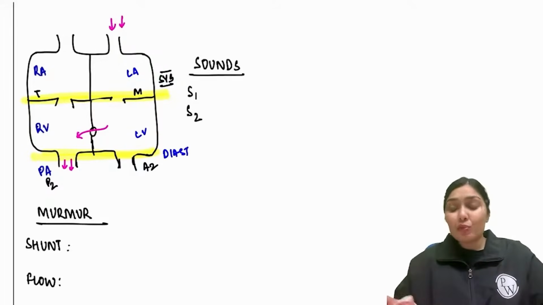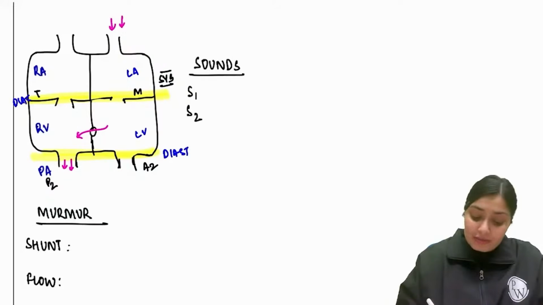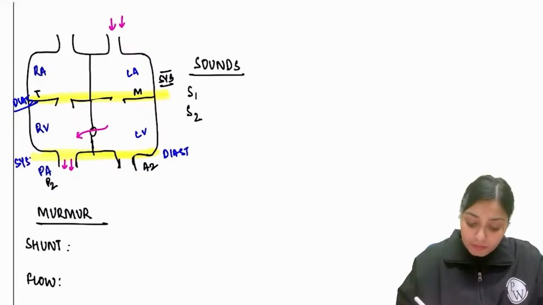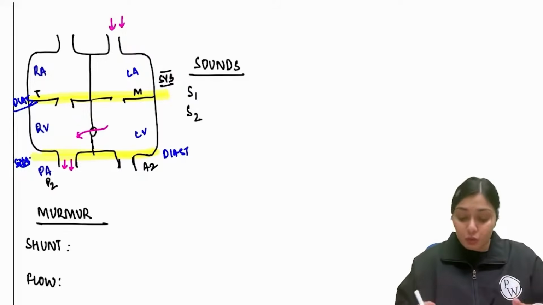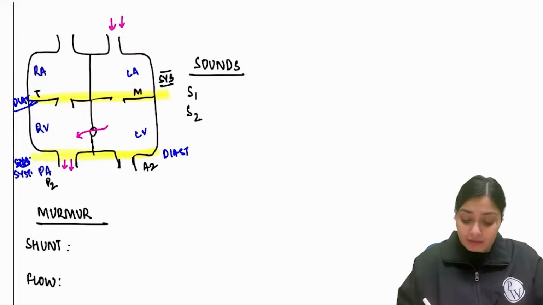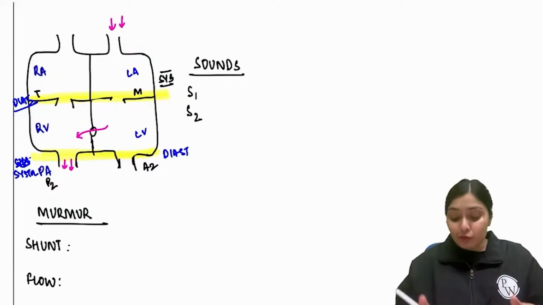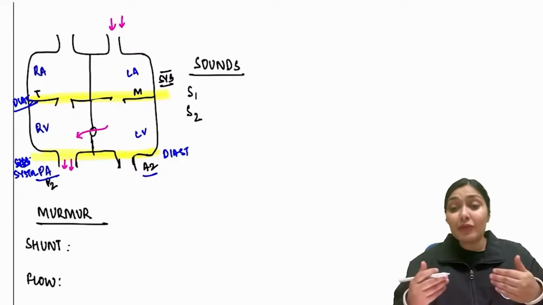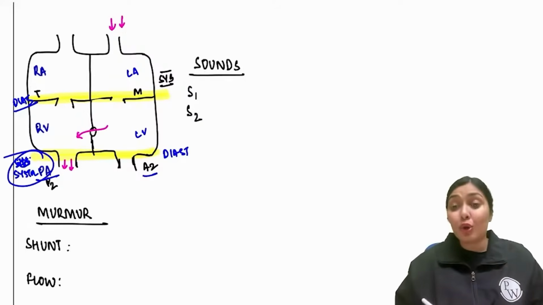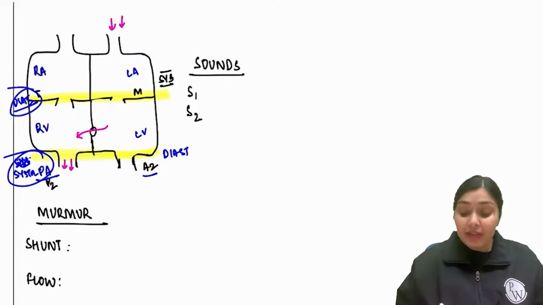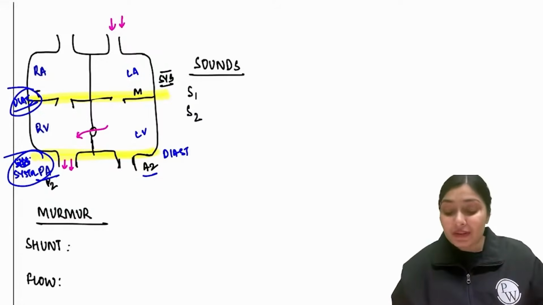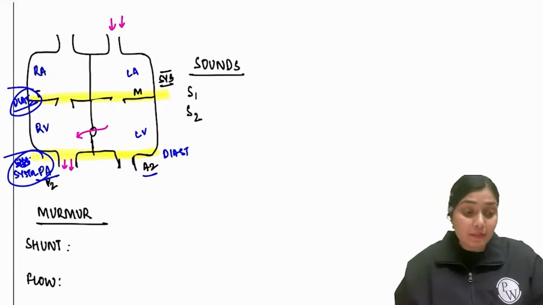And when these valves open, whenever there is diastole, this valve will open. Whenever there is diastole, these valves will open, and whenever there is systole, these valves will open. So whenever there is high flow through the pulmonary artery and aortic artery, there will be which type of murmur? There will be a systolic murmur. And whenever there is high flow at the tricuspid and the mitral area, there will be a diastolic murmur.